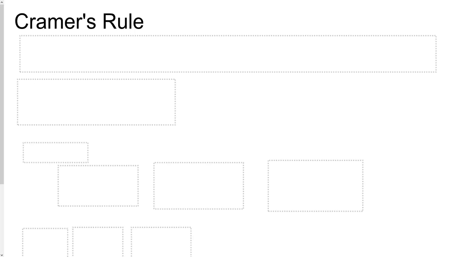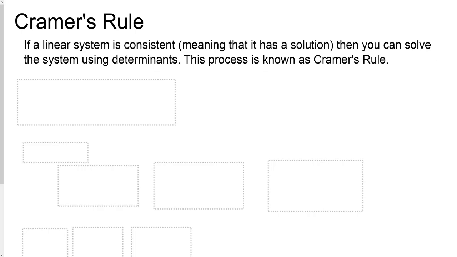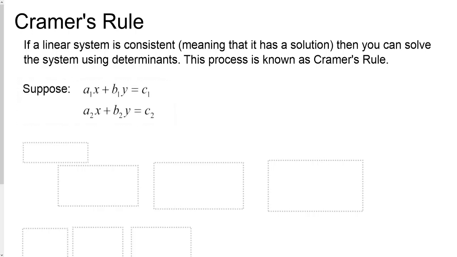All right, let's go down to the next thing to learn about. This is called Cramer's rule. If a linear system is consistent, meaning that it has a solution, then you can solve the system using determinants. This process is known as Cramer's rule. So suppose you have a system of equations. a1x plus b1y equals c1. a2x plus b2y equals c2.